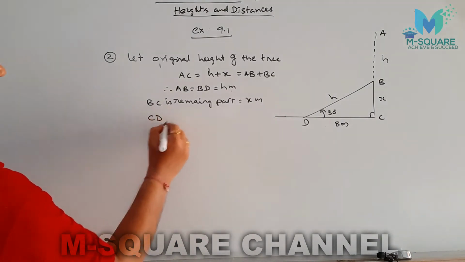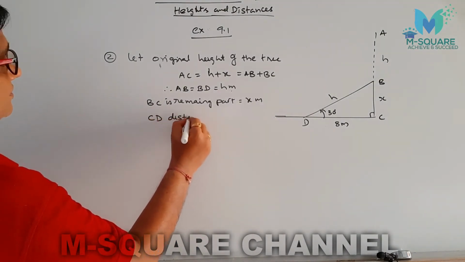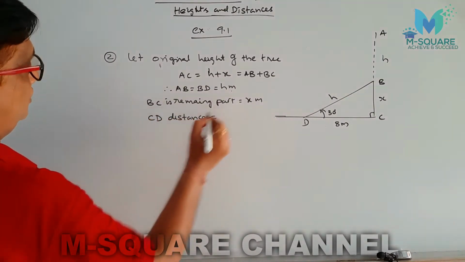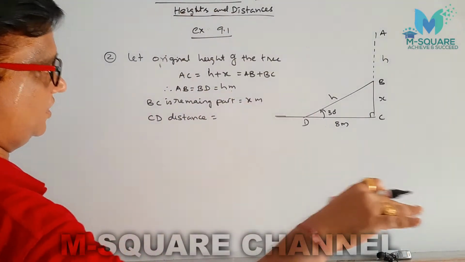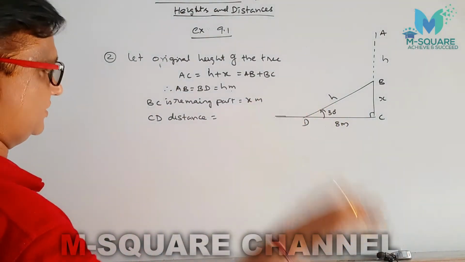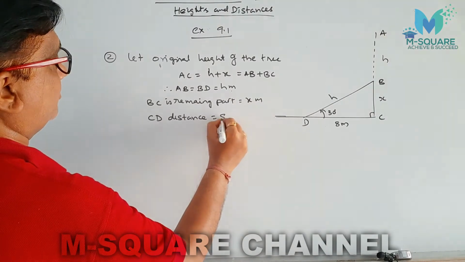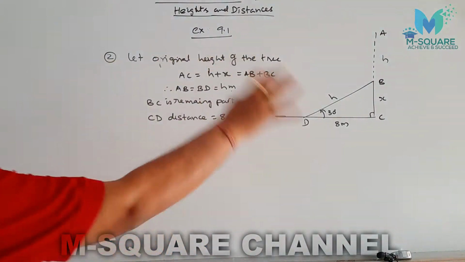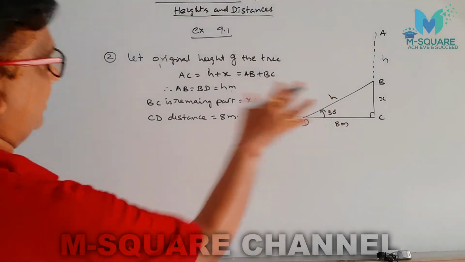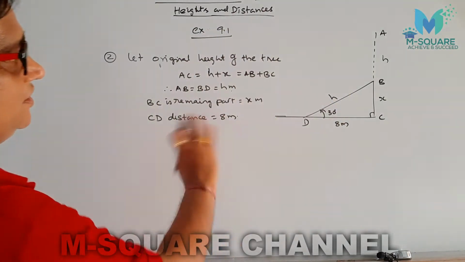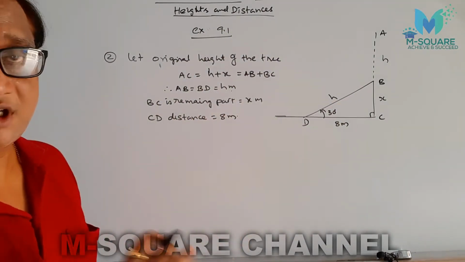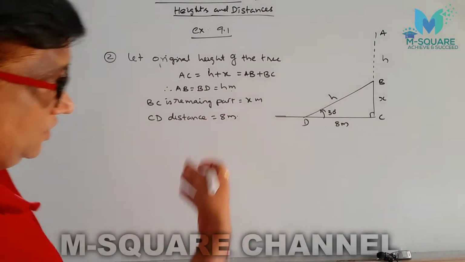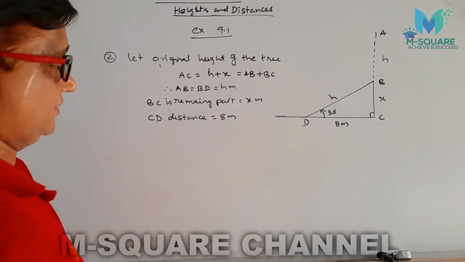CD, the distance where the top of the tree touches the ground, is 8 meters. While you are writing these two, the drawing and the data, we definitely get 1.5 to 2 marks according to the question weightage.